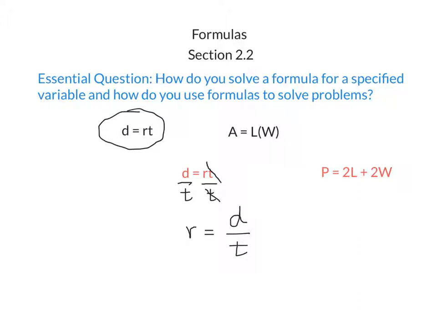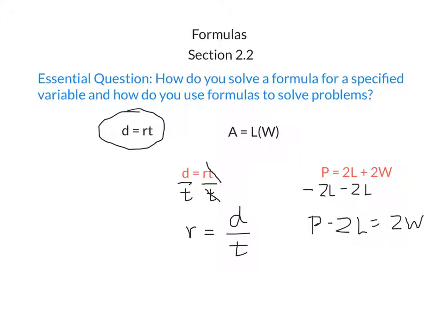Well, the first thing we want to do is get rid of the 2L from the right side. So I'm going to say minus 2L on the right, because 2L minus 2L will be 0. But again, whatever I do on the right, I have to do on the left. So what does that give me? That simply gives me P minus 2L is equal to 2W.